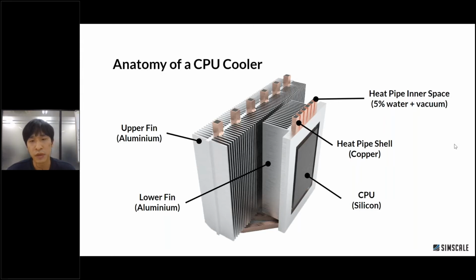Heat pipes rapidly transfer heat generated from the CPU to heat sinks, and then the role of the heat sink is to increase the contact area with air to accelerate the final dissipation of heat into the surroundings. And for effective performance of a CPU cooler, we need to optimize each component.